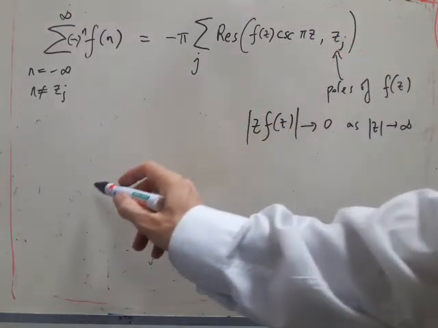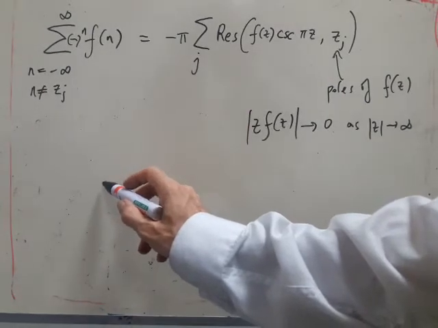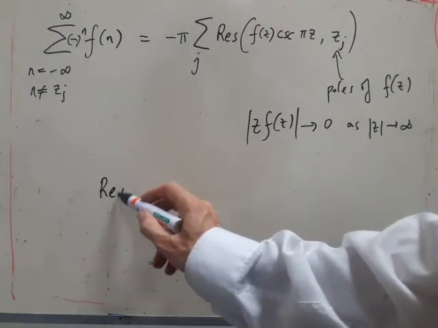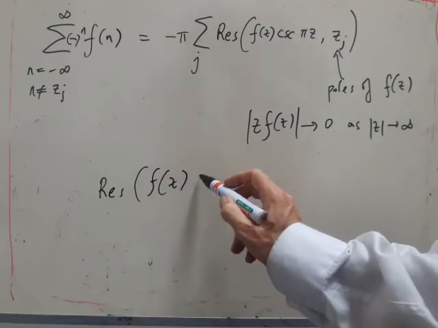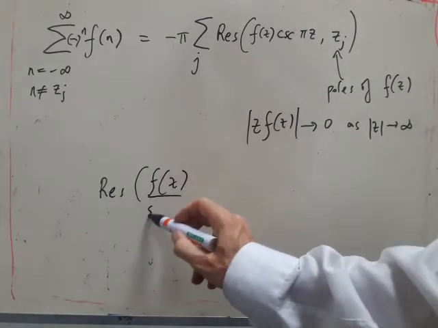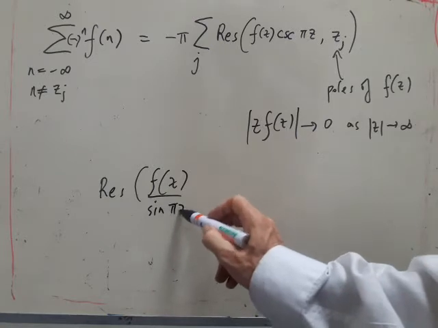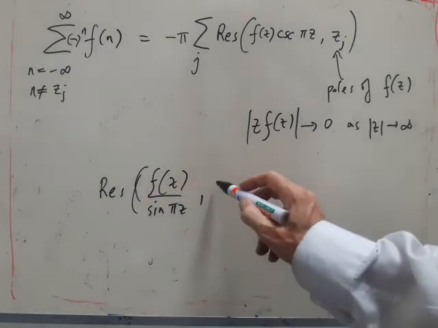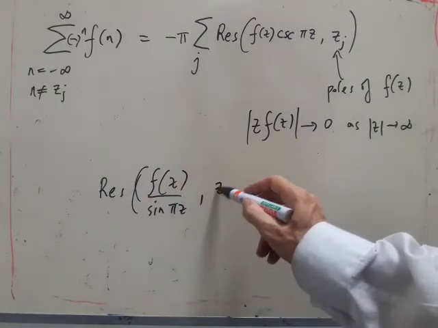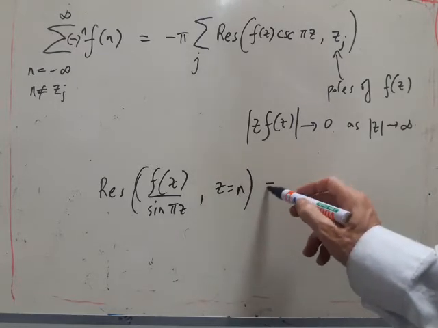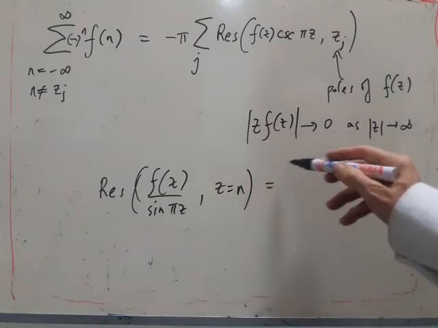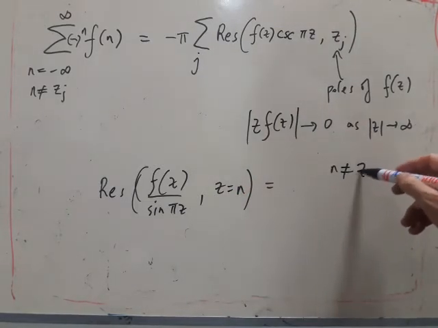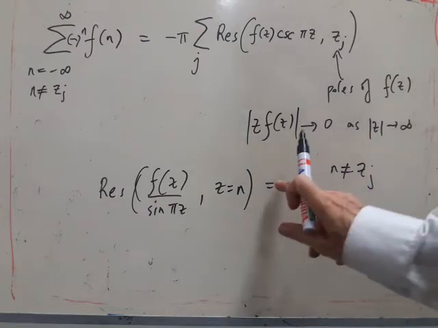So let's just check what we get when we work out the residue of f of z over sine pi z at z equals n. Okay, so this is where n is not a pole of f. So it's a simple pole.